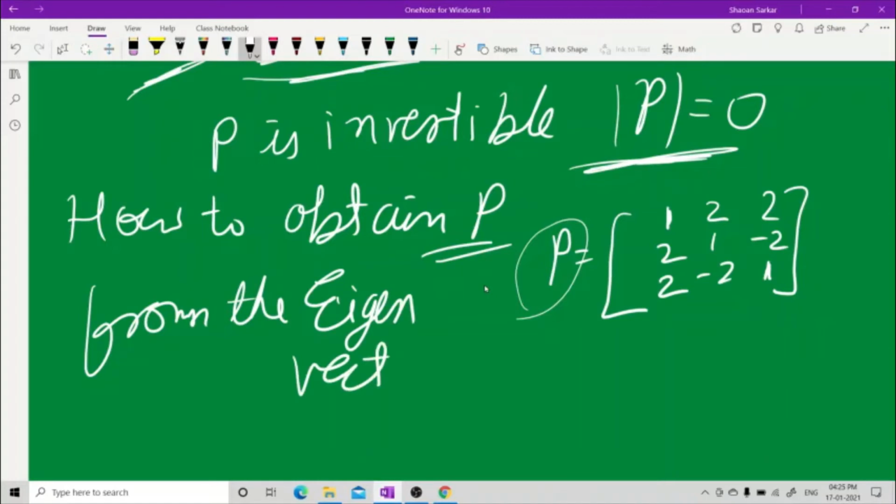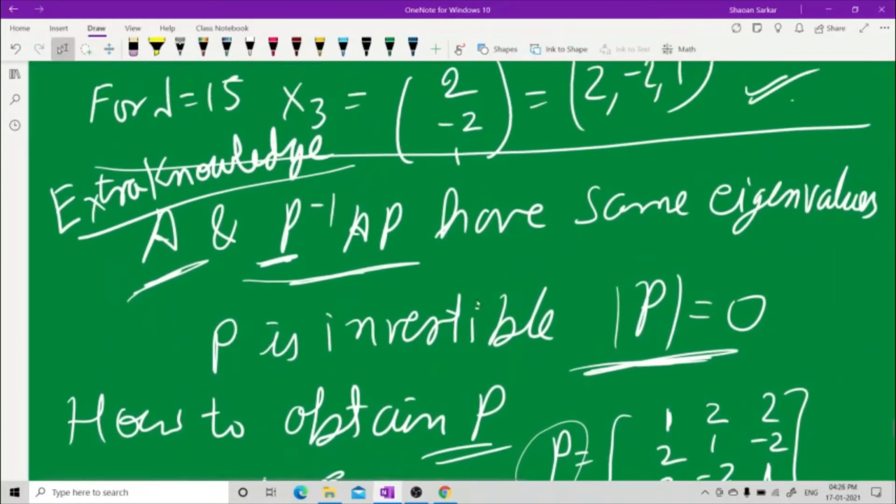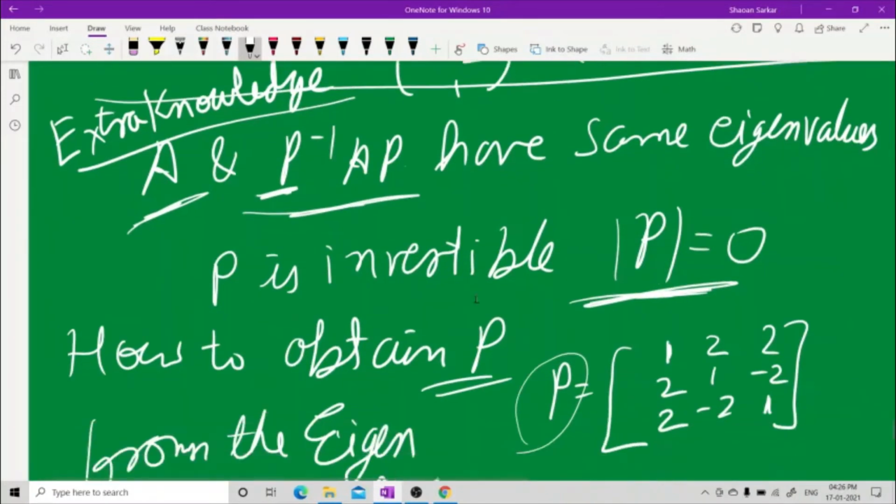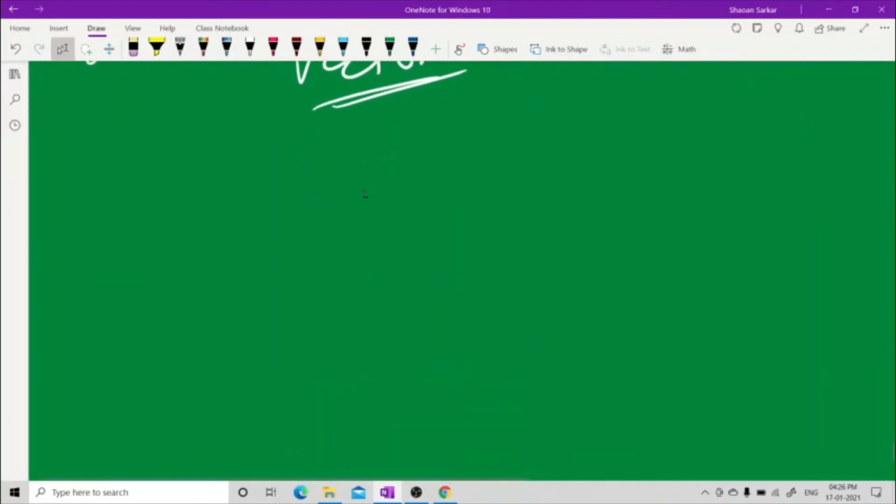Eigenvectors. You obtain your P. This is extra information, that's why I've written extra knowledge. I just wanted to make you understand what this P is all about. I did the proof in the last video, but I wanted to explain what P is all about. This is that P.